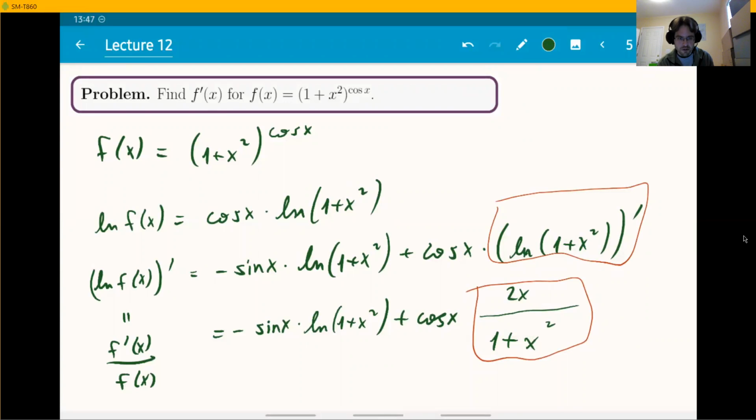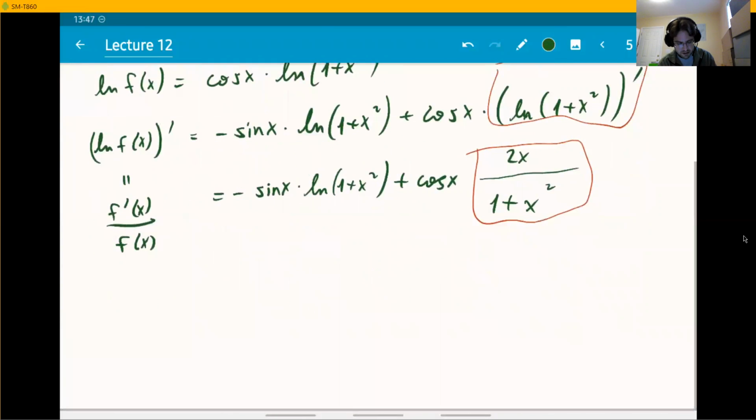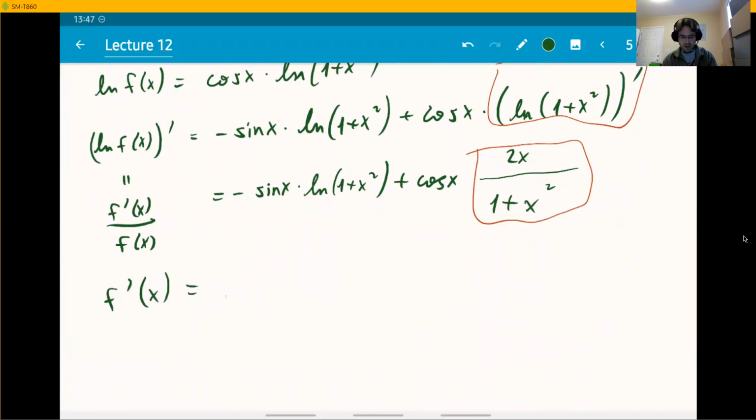Okay, so we have this expression. This is f prime over f. So solving for f prime, this is always the same. f prime is equal to f times, let me do dot dot dot here, the expression that we just found.